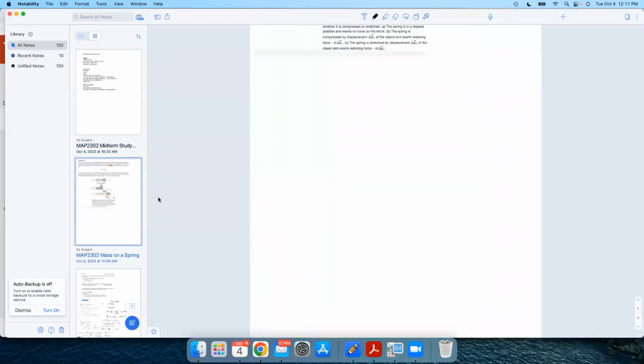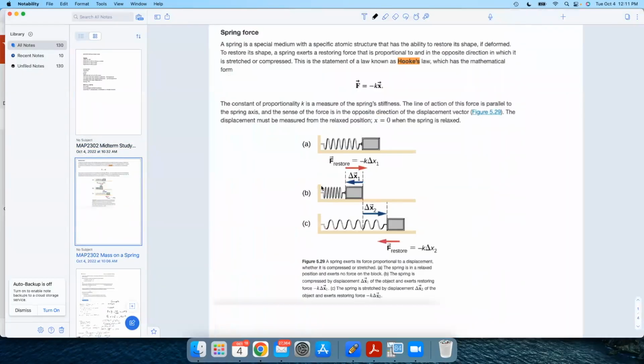Today, I want to go over the mass on the spring problem. This is going to be on your midterm, by the way, this exact problem with different numbers. So this is a fantastic application of DEs. This makes a good project one.